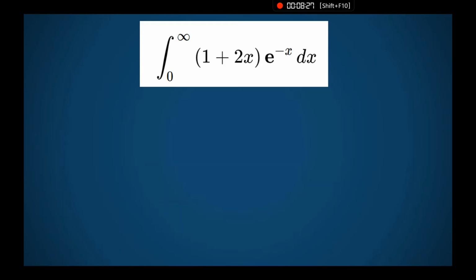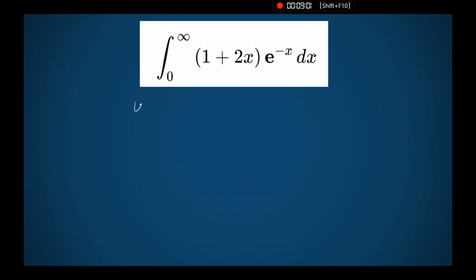So I've got one more. I want to integrate from 0 to infinity of 1 plus 2x times e to the negative x dx. What part of this do you think is u? And what part do you think is v prime? The outside part. E raised to x is u.